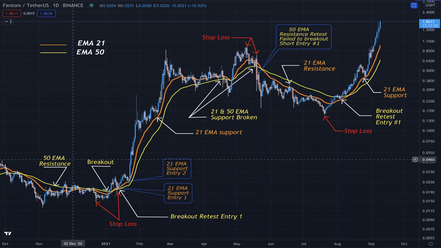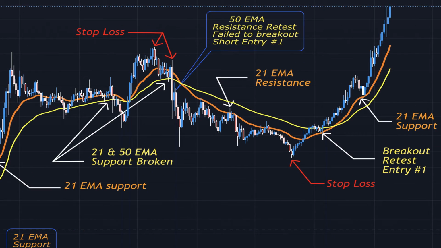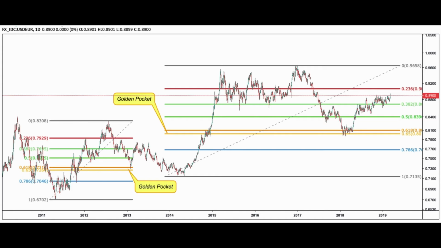Same way if it's reversed. Let's say that the 50 EMA is above the price, and every time the price gets to the 50 EMA, it acts as a resistance and fails to break it. You could enter a short position at the 50 EMA where your stop loss can be a little bit higher than the 50 EMA. Another way you can set your stop loss is the Fibonacci 618 zone.